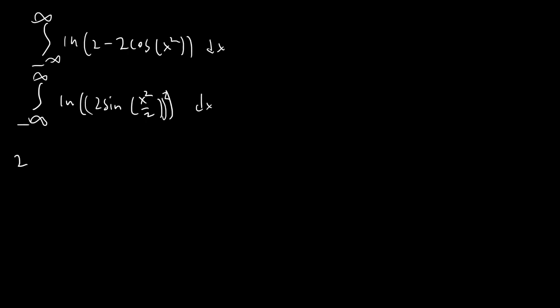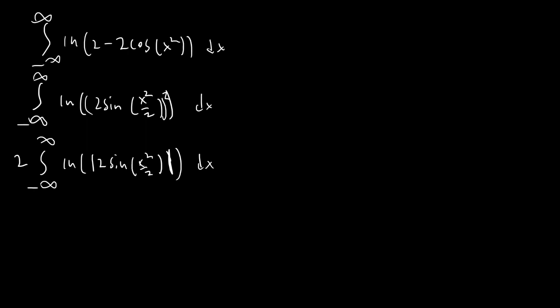So we're going to get 2 times the integral from negative infinity to infinity of natural log of the absolute value of 2 sine of x squared over 2. And that absolute value is very important because otherwise we'd end up getting negative numbers in a place where that doesn't really make any sense, and of course our dx. Because obviously on the inside of the natural log here we have to have positive numbers.